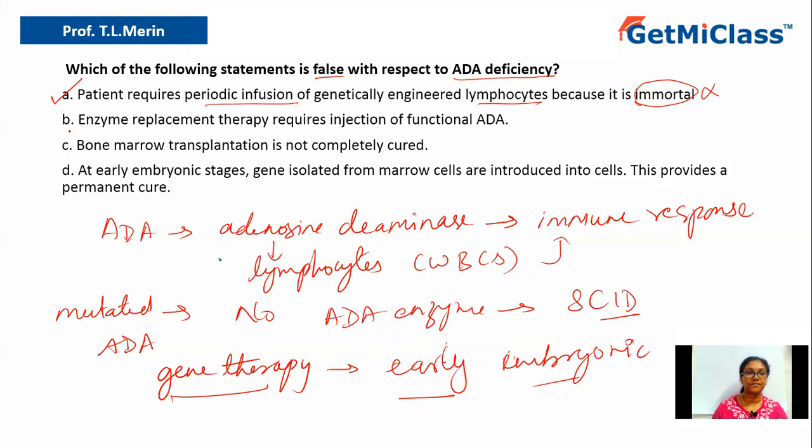Option B says enzyme replacement therapies require injection of functional ADA. Yes, we have to give functional enzyme to the patients, but this is not a permanent solution. This is the correct statement.